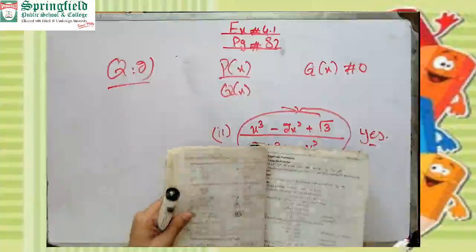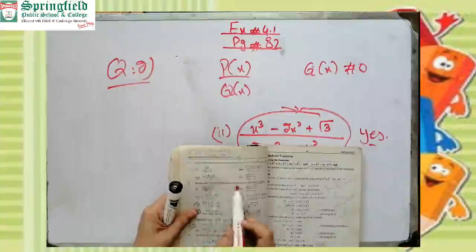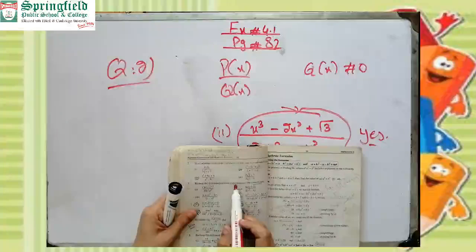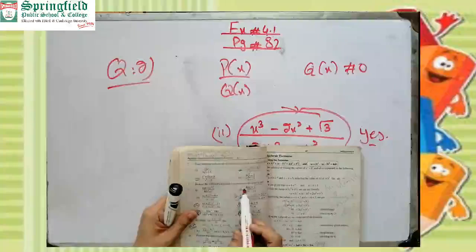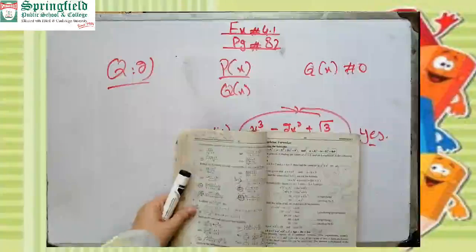No. Look at the third one and fourth one. Now it's your task. Think about it and write down yes or no in front of each expression. Understood, beta? Now come on to question number 3.